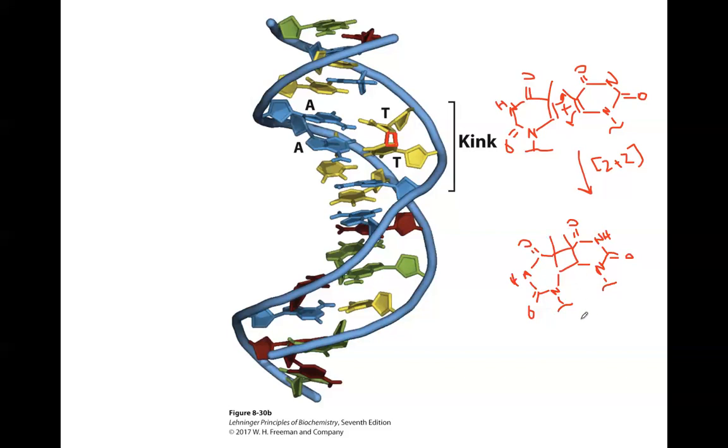And you can see once this happens, the stacking is interrupted, and this introduces kind of a kink in the DNA. Not only that, this genetic information cannot be read very easily by, for example, DNA polymerase. And so obviously genetic mutation will be introduced into daughter cells.